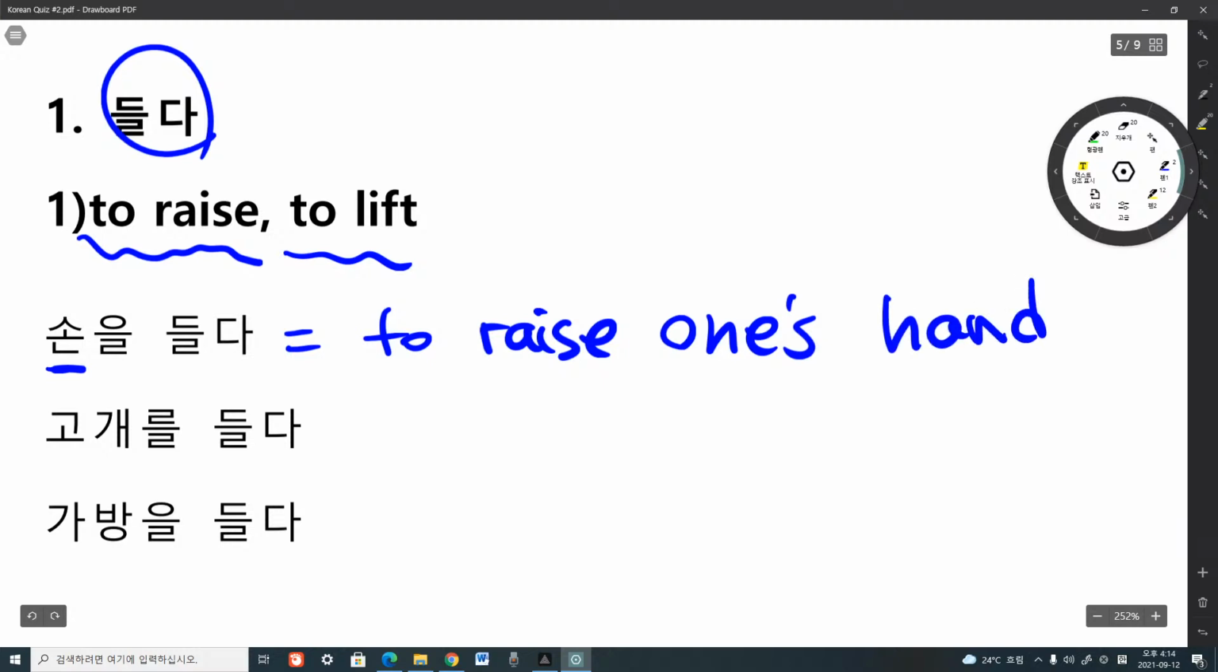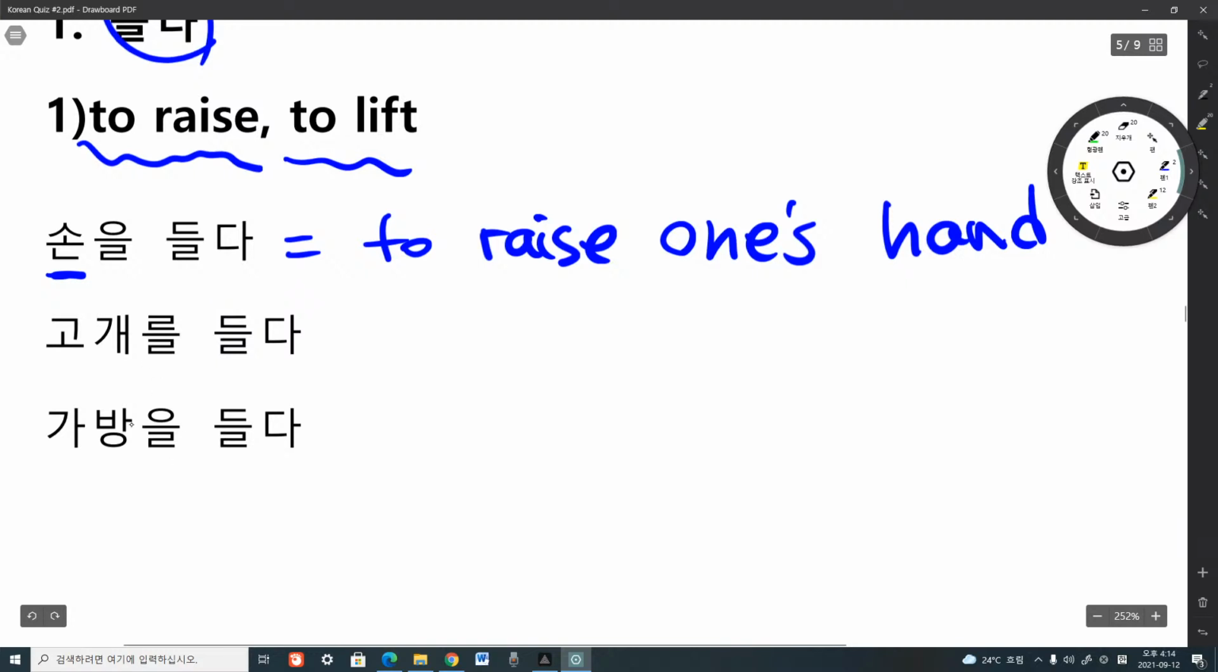So when we're in a physical class, you can say 질문 있으면 손을 들어요. 질문 있으면, if you have a question, 손을 들어요. Raise your hand. 손을 들어요. 그리고 고개를 들다. Means to lift one's head, to raise one's head.